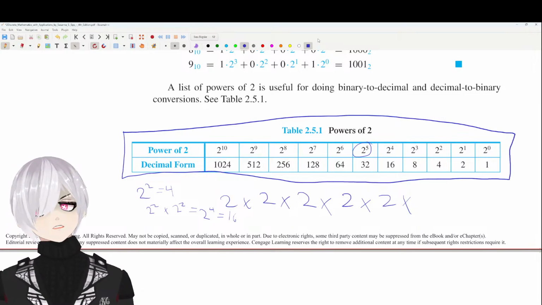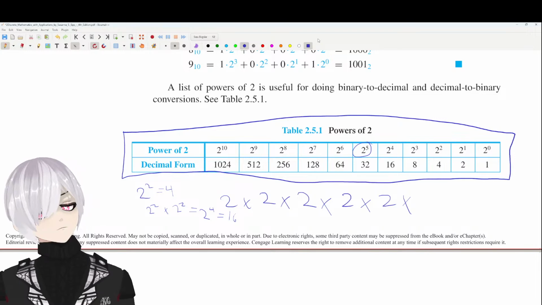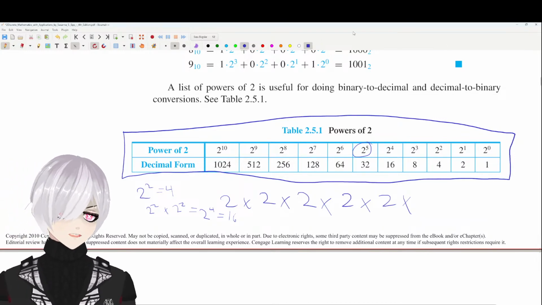But it could also be useful if you happen to have a binary number with 10 digits, or I guess it would actually have 11 digits, just to remember that 2 to the 10th power is 1024 without needing to calculate it. True. Memorizing this list here would be very useful.